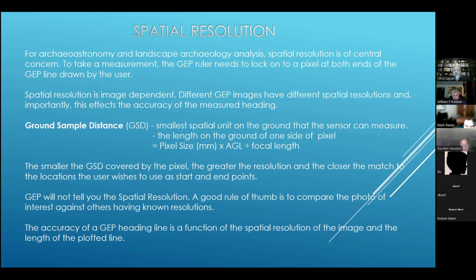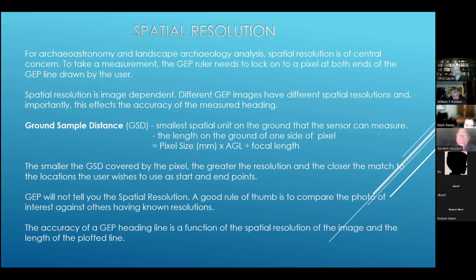For archaeoastronomy, spatial resolution is the central concern. To take a measurement, the JP ruler needs to lock onto a pixel at both ends of the line drawn by the user. That's our yellow line that we draw. And once we say that, recall, it turns red, and then we can check out its profile. Spatial resolution is image dependent.